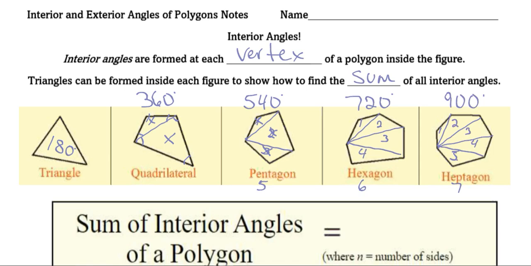So where n is the number of sides, we're going to do n minus 2 times 180. It's 180 times the number of sides minus 2. So however many sides we have, let's say we have 3, we can do 3 minus 2, which is 1, times 180. So a triangle has 180 degrees altogether on the inside of that shape.